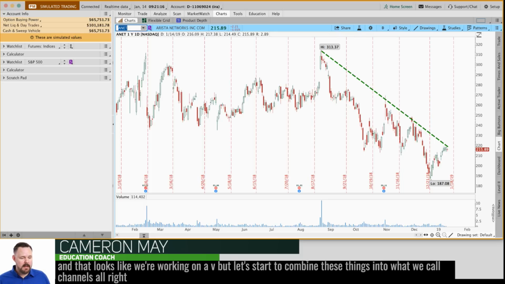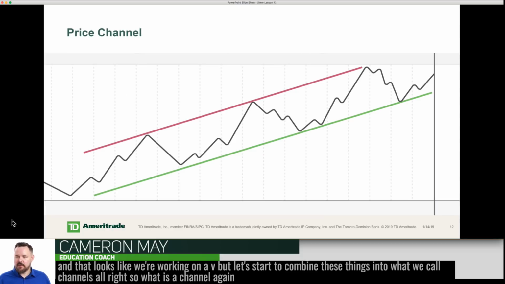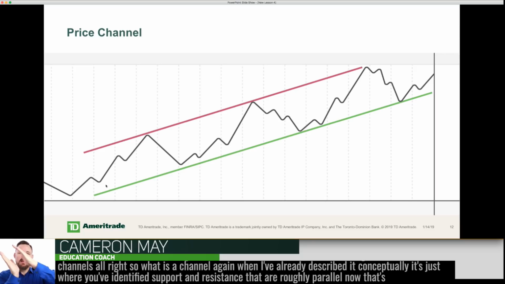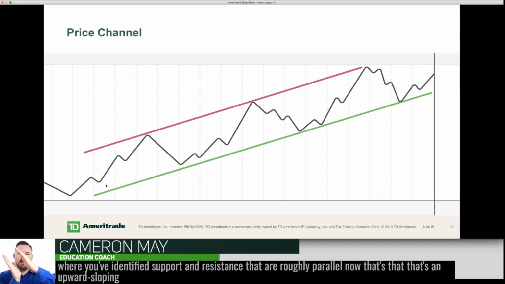But let's start to combine these things into what we call channels. All right? So what is a channel again? Well, I've already described it conceptually. It's just where you've identified support and resistance that are roughly parallel. Now that's upward sloping, downward sloping, or sideways, horizontal. Okay?